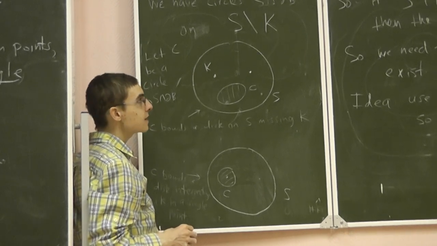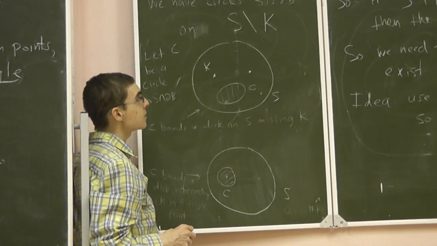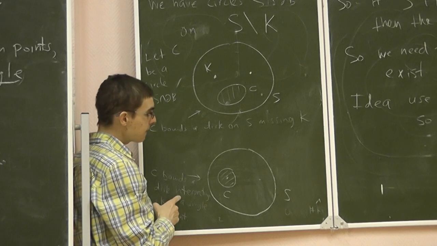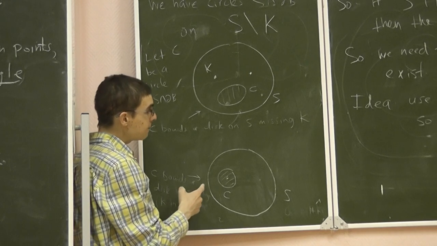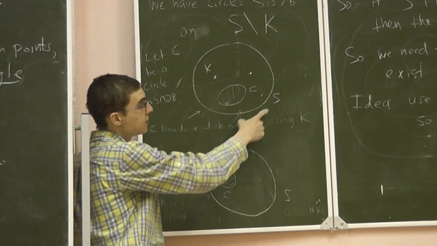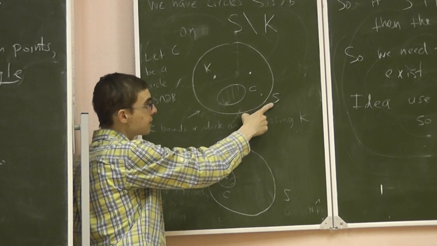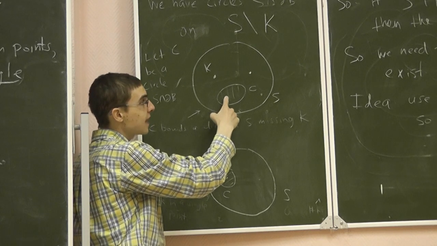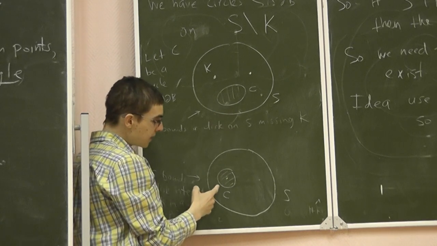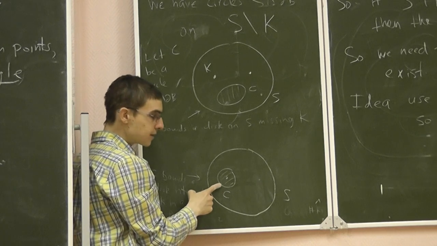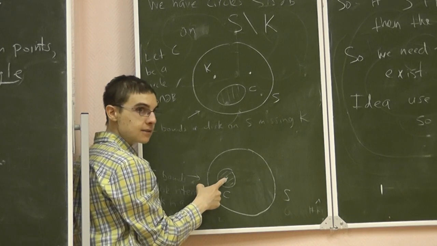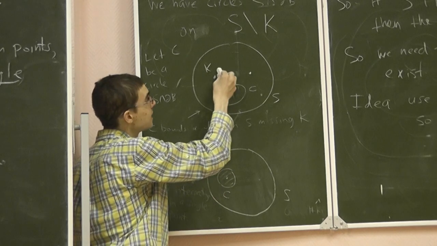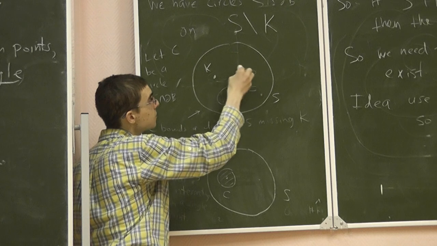Okay, so now what I'd like you to prove or argue is, why are these the only cases? My claim is that if I have a curve on the two sphere, either it bounds a disk on the two sphere which misses K, or it bounds a disk on the sphere that intersects K at a single point. Why is that the only possibility? What if, for example, I had this curve C?